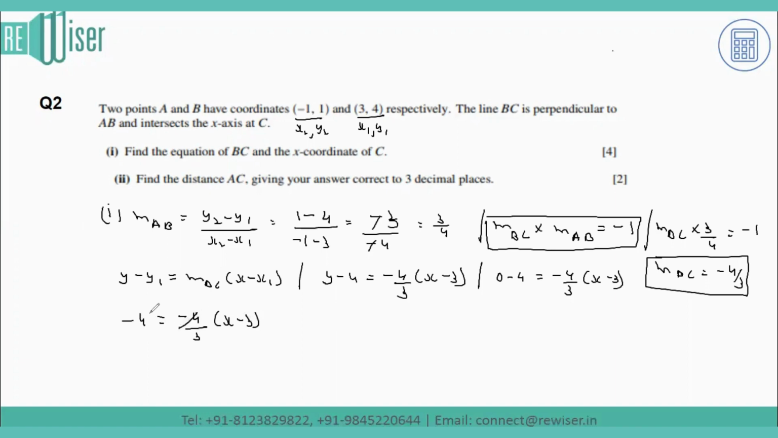So I got -4 equals -4 by 3 into x minus 3. The -4 gets cancelled from both sides. So I got x minus 3 equals 3, or the x coordinate of the point C is equal to 6. And that's the final answer for the first part of the question.